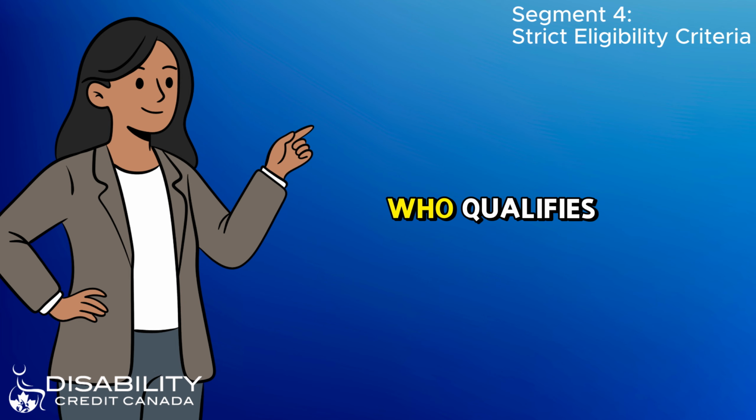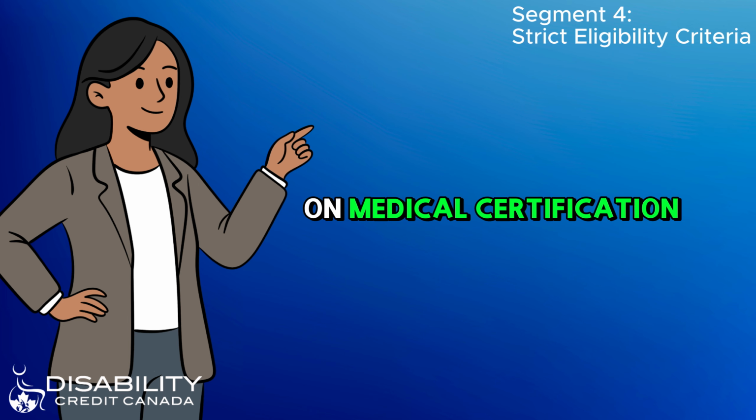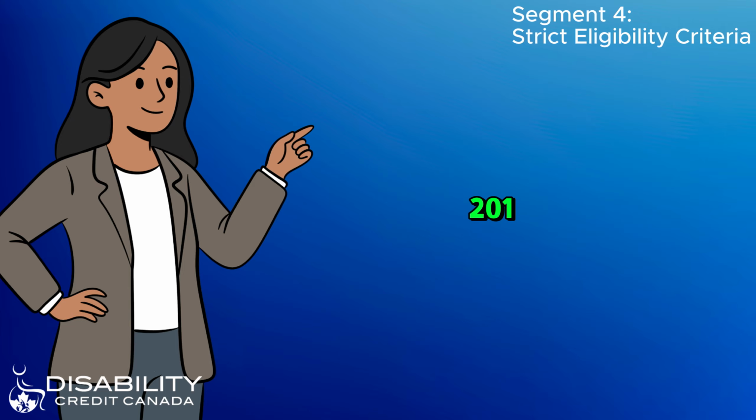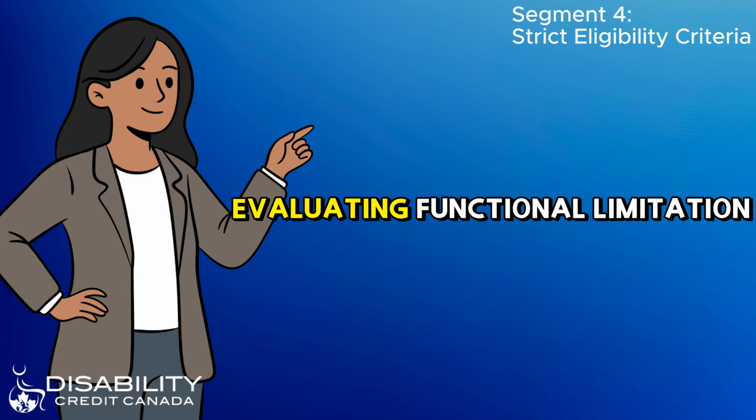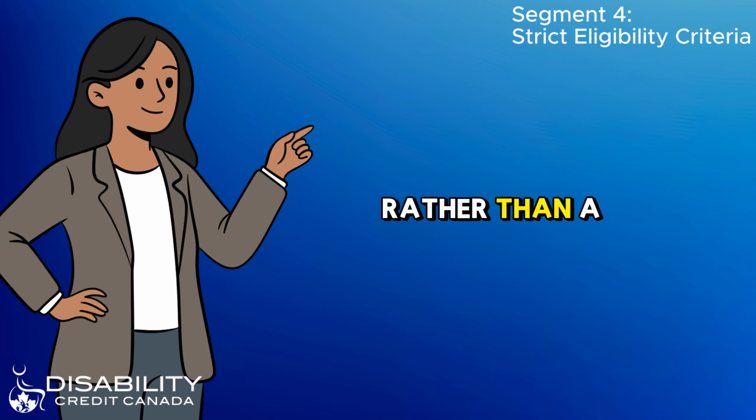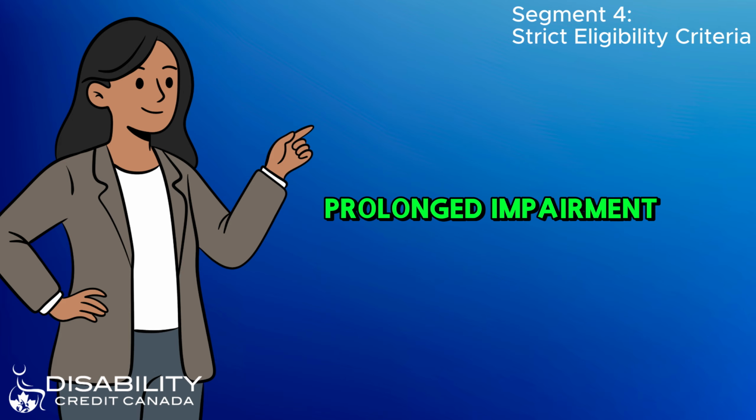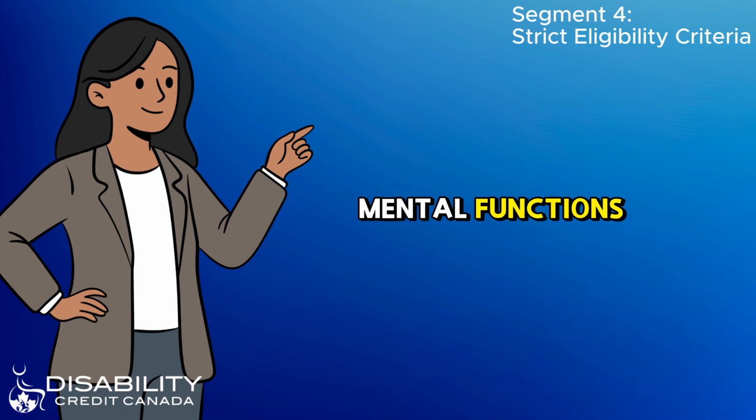Let's talk about who qualifies. The CRA makes its decision based on medical certification in Form T2201, evaluating functional limitation rather than a medical diagnosis alone. To qualify, your child must have a severe and prolonged impairment in physical or mental functions.